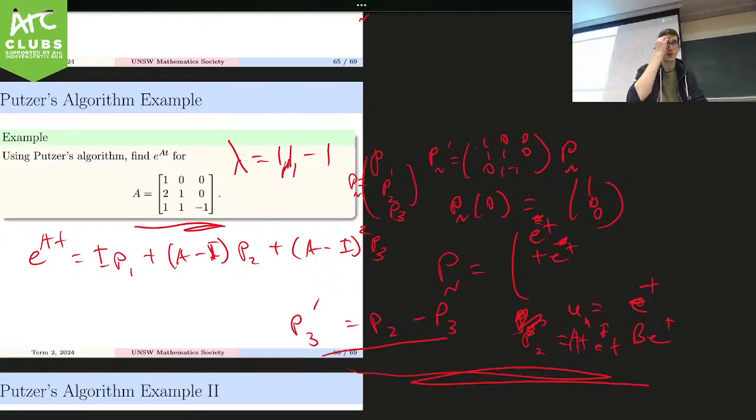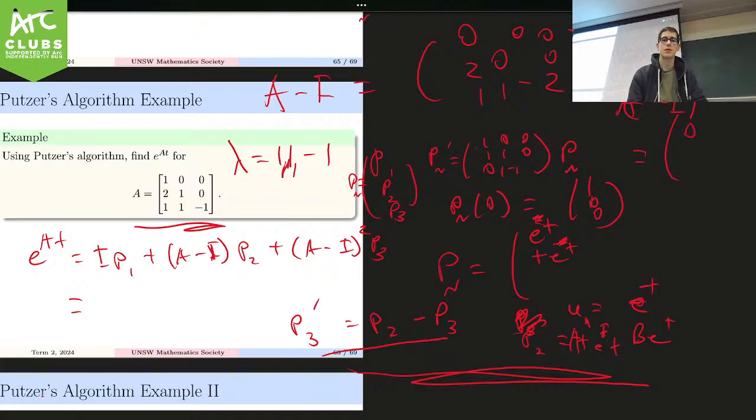In the interest of time, I'll just say that to find A minus I, this would be 0, 0, negative 2, 2, 1, 1, 0, 0, and then A minus I squared would be equal to 0, 0, 2, 0, 0, negative 2, 0, 0, 4.